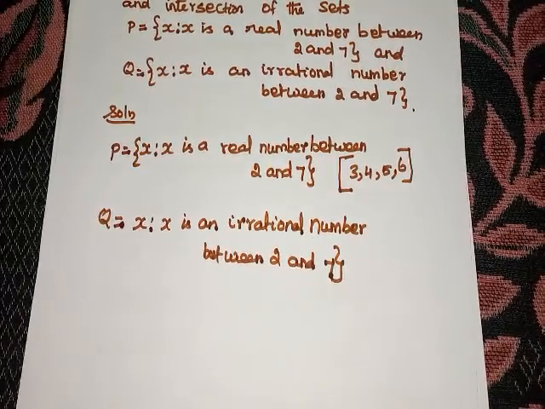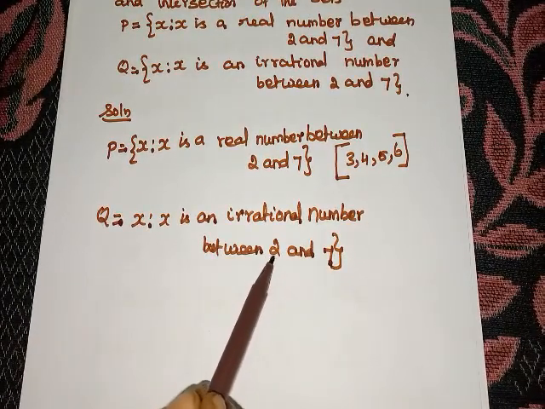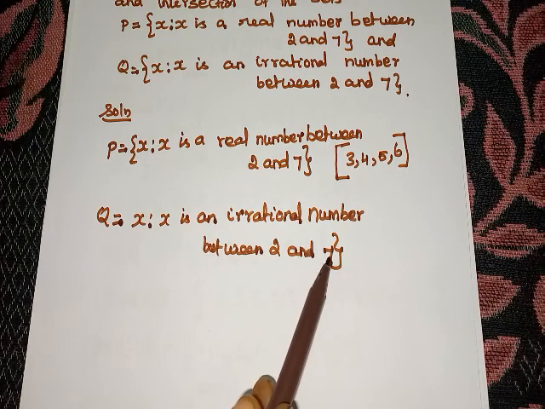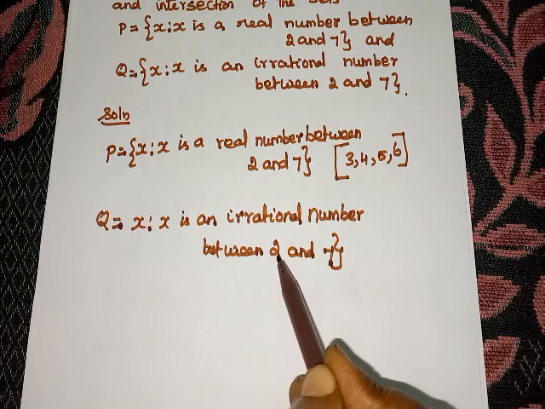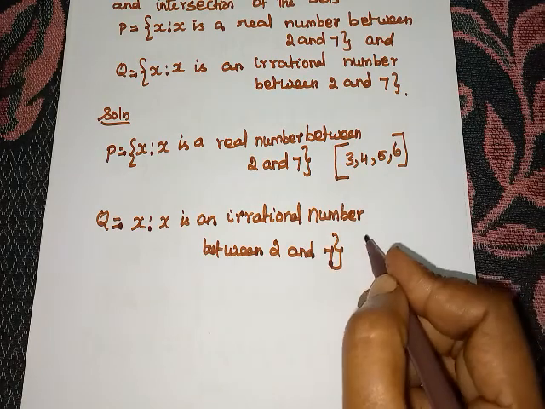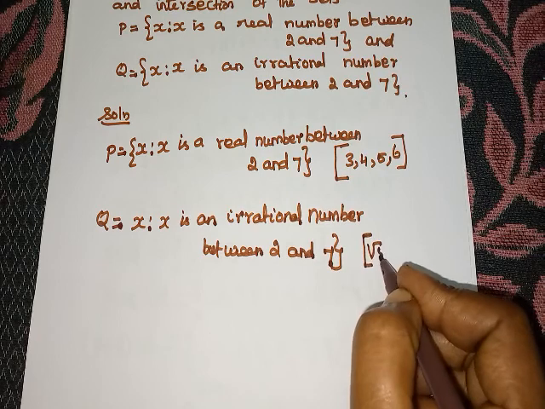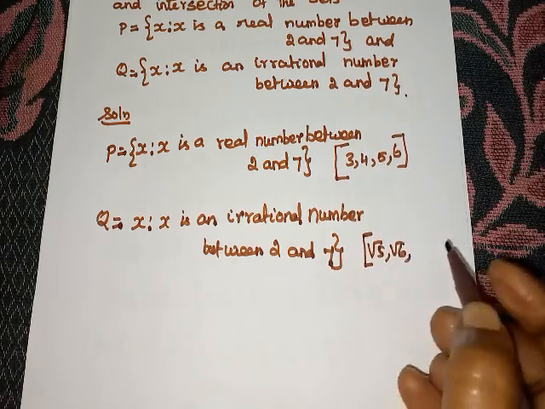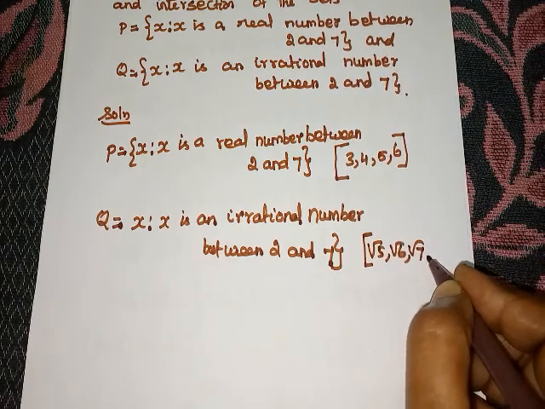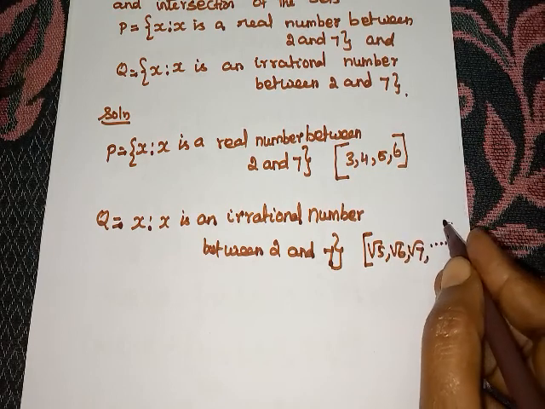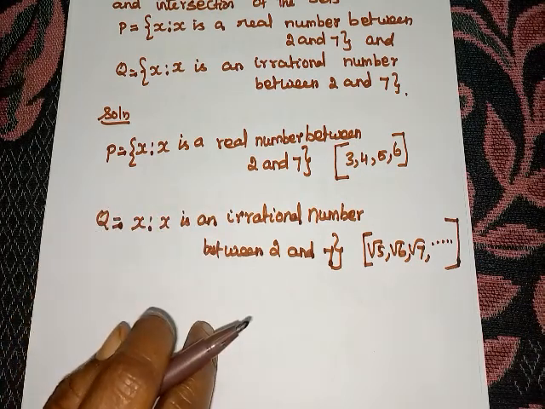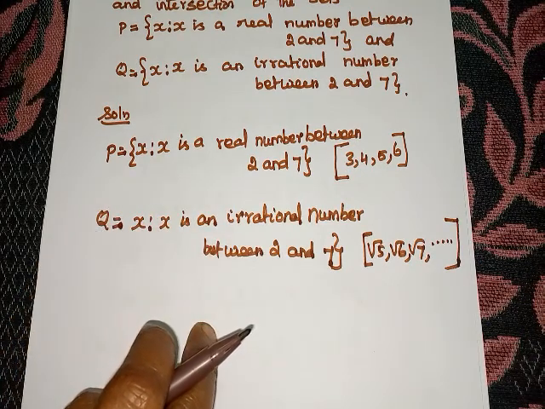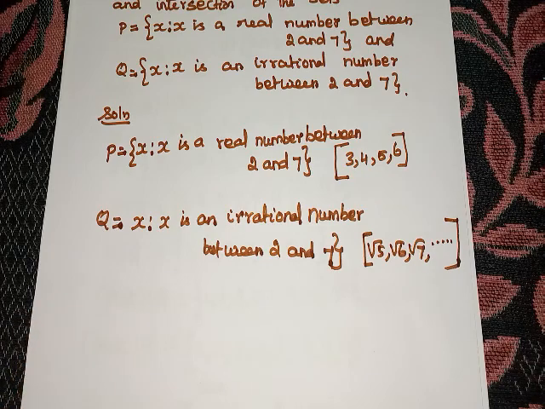Did you understand how to take? Root 4 value is 2. We need above 2 and below 7. So root 5 onwards we can take. Approximately root 5, root 6, root 7, etc. Approximately only can be written. For understanding only, I have given this. If you use the diagram, it is easy to do this sum. Okay, let's draw the diagram.